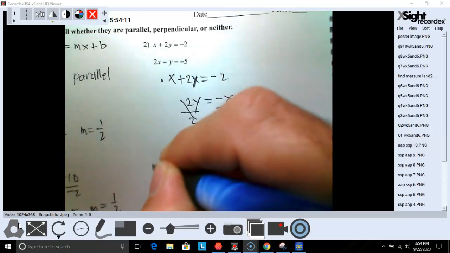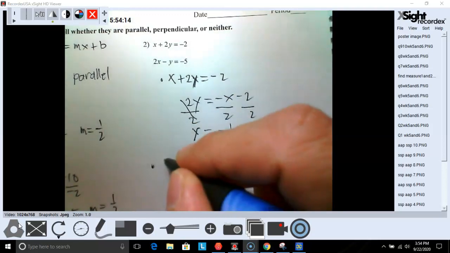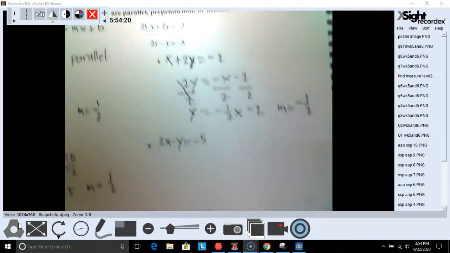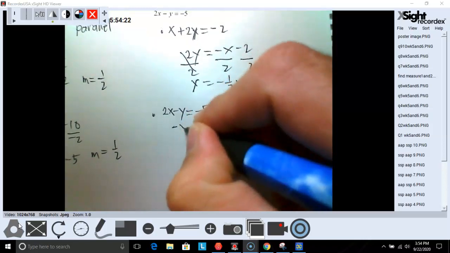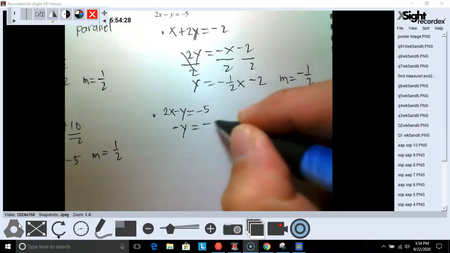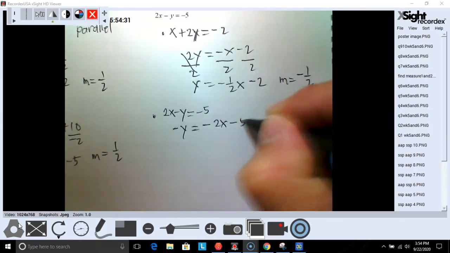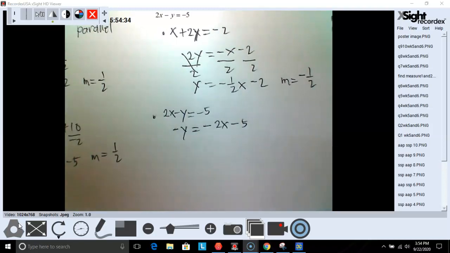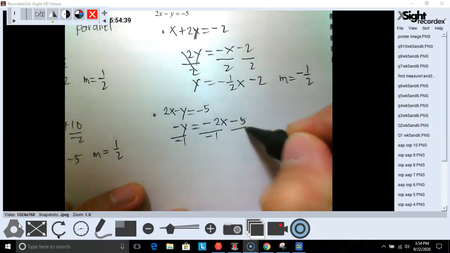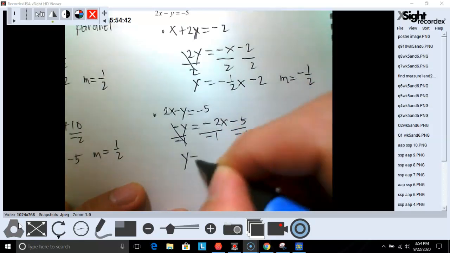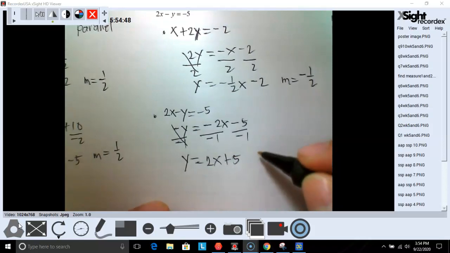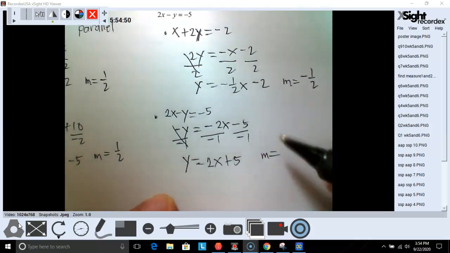What about the second equation? 2x minus y is equal to -5. So we're going to change this. Isolate the y on the left, and then your x will go to the right, and your constant. Make sure it's positive here. Divide by -1, divide by -1, divide by -1. Y is 2x plus 5. So if you have noticed, your slope now is 2.